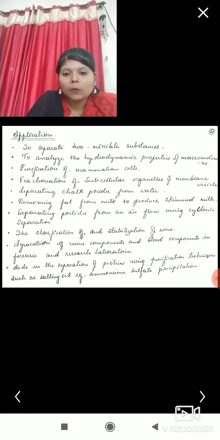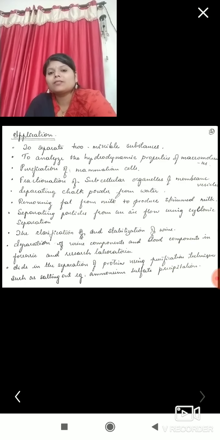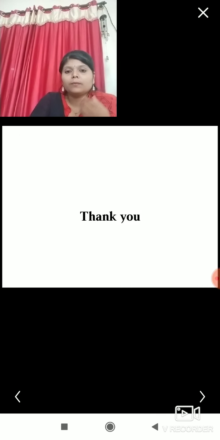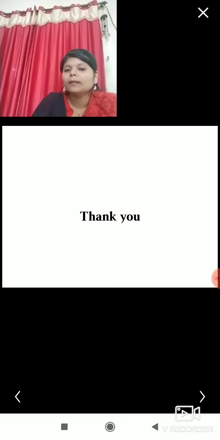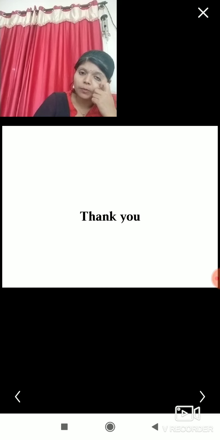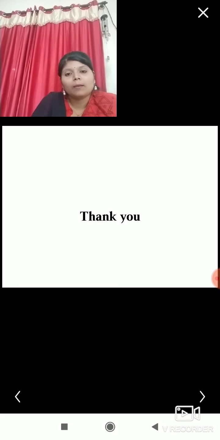So we have studied the different separation techniques of centrifugation only. Centrifugation is going to play a very important role, as our applications say. So here ends the topic of the separation technique of centrifugation.